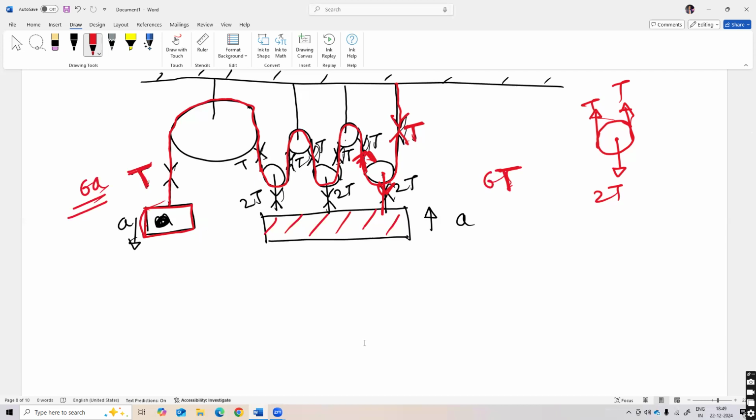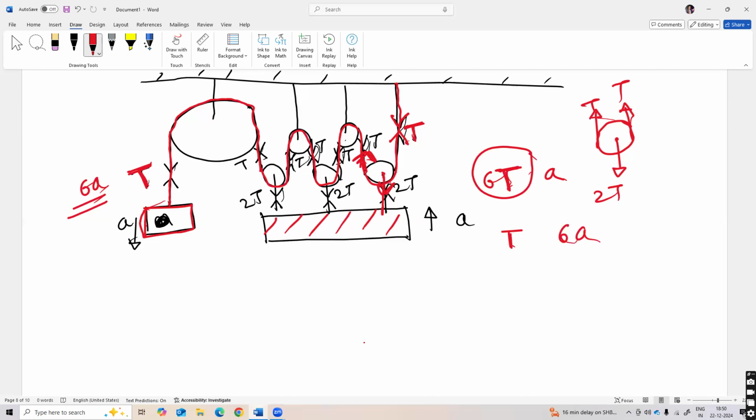So it will just reverse. Since in this case the net force or tension was 6T, the acceleration was A, and in this case the force was T, and therefore the acceleration is 6A. So why is it so?